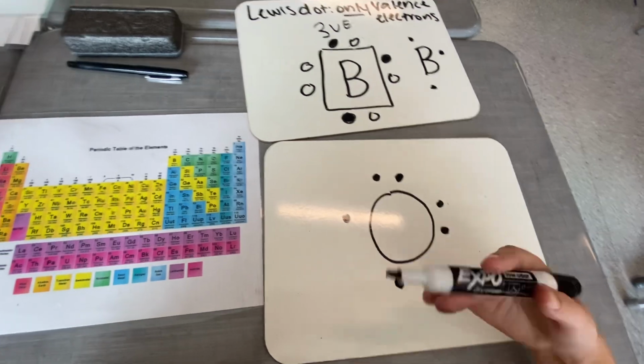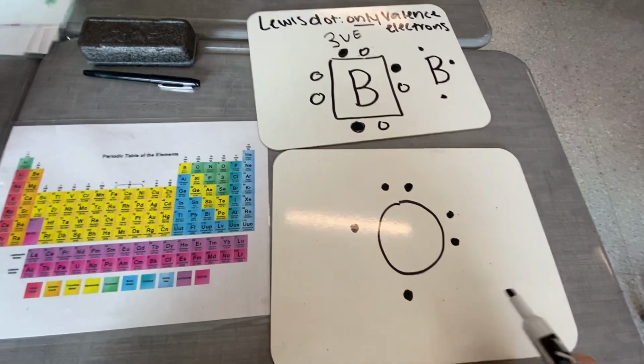And I have pairs, but that's okay because I don't have a side that's empty. So that's how you do Lewis dot diagrams.